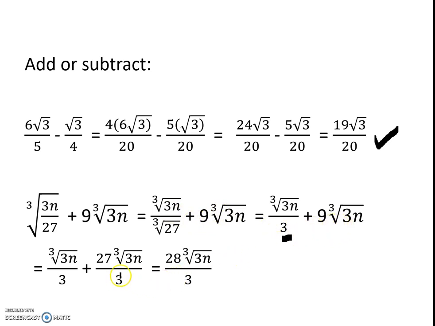So now I want to get that 9 cubic root of 3n over a common denominator, so I use 3 since this stuff was already over 3. In order to do that, that number 9 became a 27. Now that they're over the same denominator, I can add them, and one of them here and 27 of them there is a total of 28 cube root 3n divided by 3.